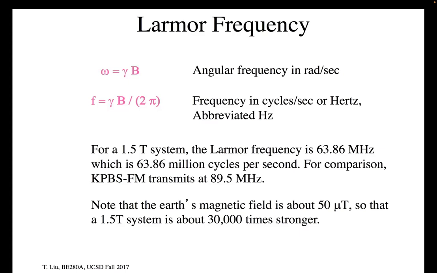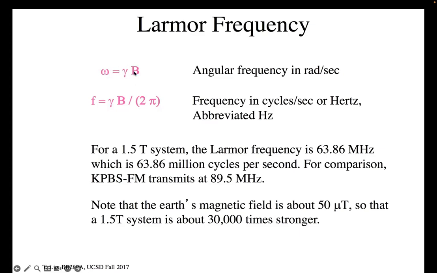Because the companies that build these RF enclosures are not common. So anyway, at 1.5 Tesla, we'll be working at 64 megahertz. At 3 Tesla, because of this linear relationship, we'll be working at 128 megahertz.